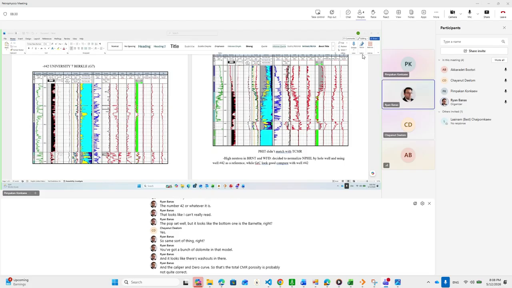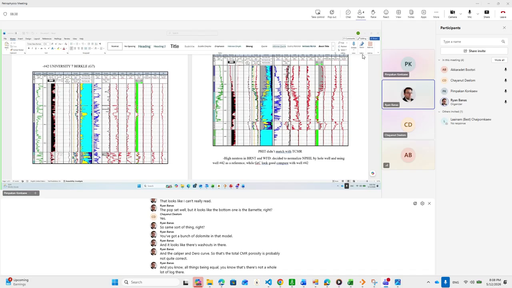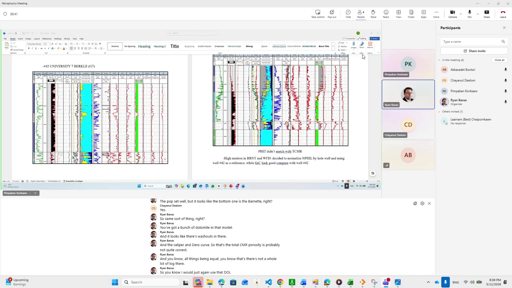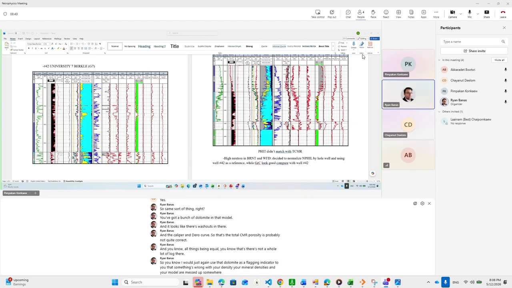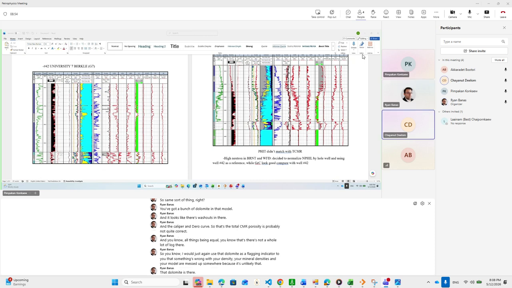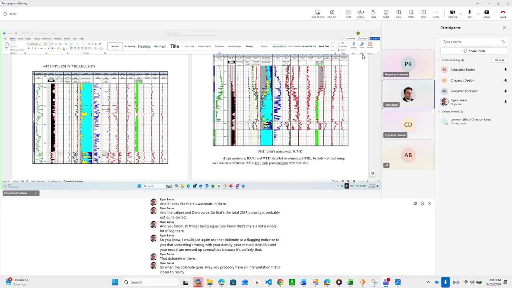All things being equal, there's not a whole lot of log there. So again, I would use that dolomite as a flagging indicator that something's wrong with your density. Your mineral densities in your model are messed up somewhere, because it's unlikely that that dolomite is there. When the dolomite goes away, you probably have an interpretation that's closer to reality.